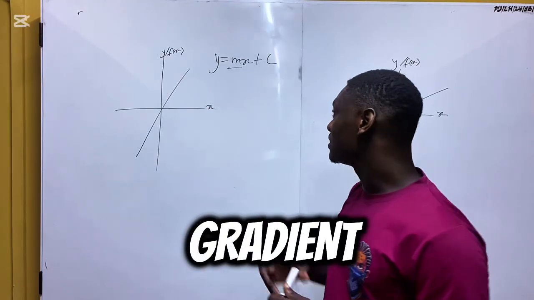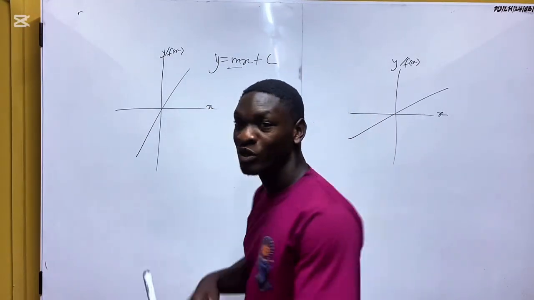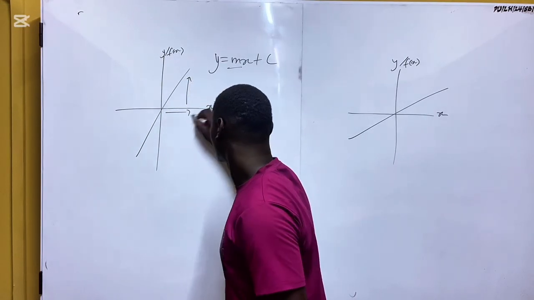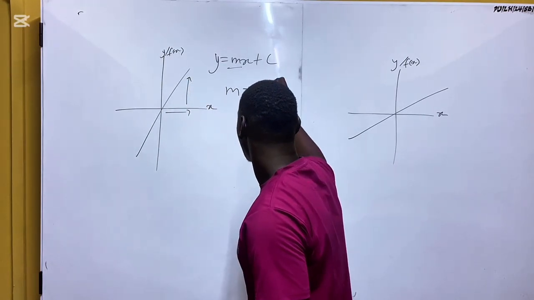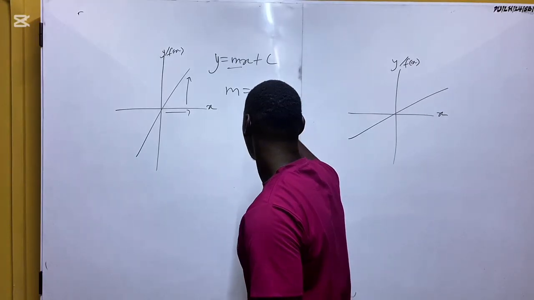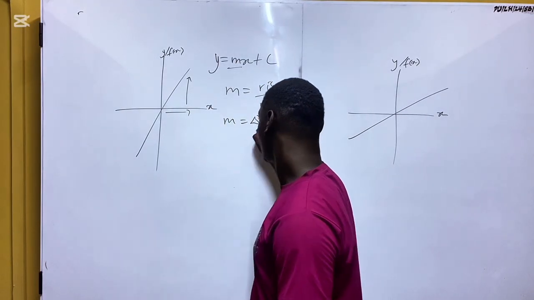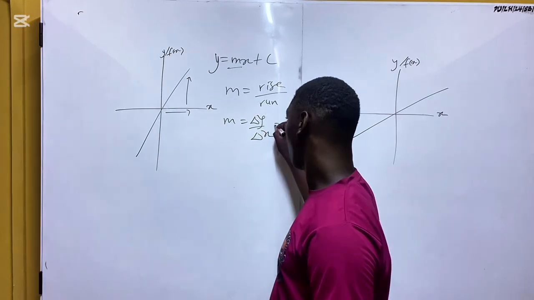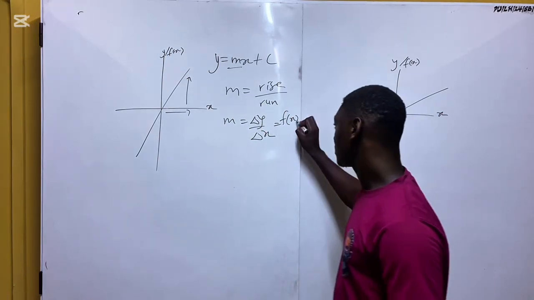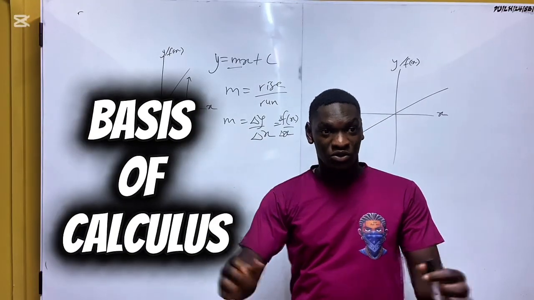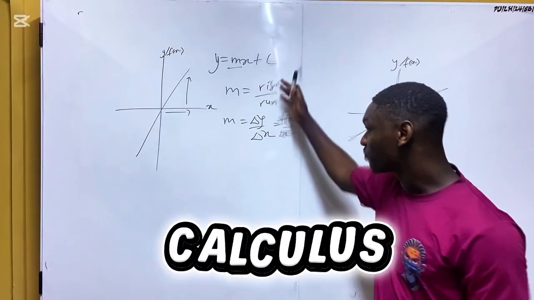Now the gradient of the line is defined mathematically or in common terms as the rise over the run. This is the rise and this is the run. So gradient is the rise over the run. Mathematically speaking, gradient is change in y over change in x, or change in f of x over change in x. This is the defining principle of calculus. All of calculus came from this.